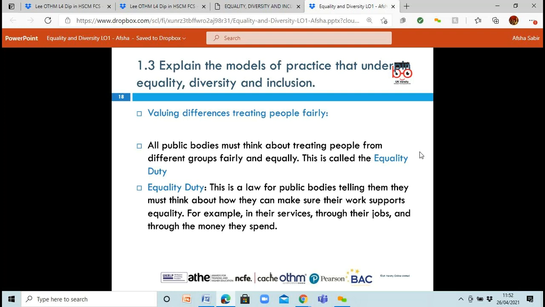Now, the equality duty is a law for public bodies telling them that they must think about how they can make sure they're supporting the individuals within the organization, and supporting that equality. For example, in services, how are they supporting them in their jobs, how money is spent, in medical care, or even in their education. Depending on what the organization is, they've got to make sure that they're supporting them in the adequate way.